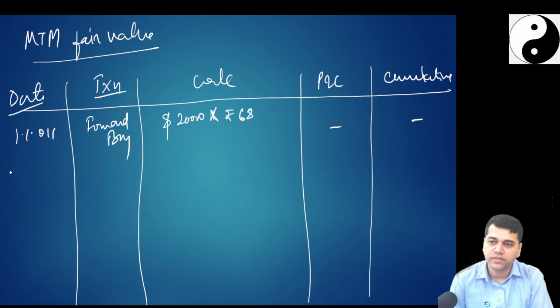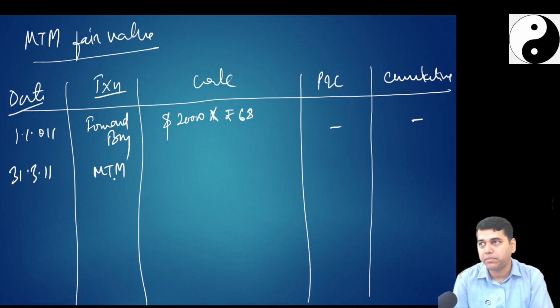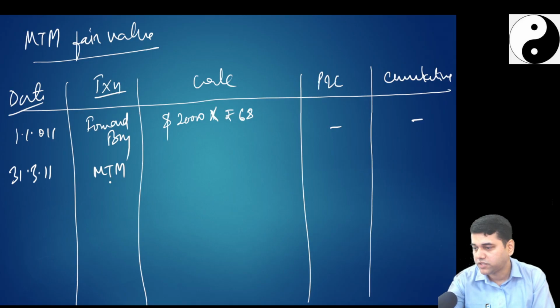Now comes 31st March 11. You need to do mark to market because settlement didn't happen, but the prices of the forward changed. Now tell me, students, on 31st of March, are you happy or sad?